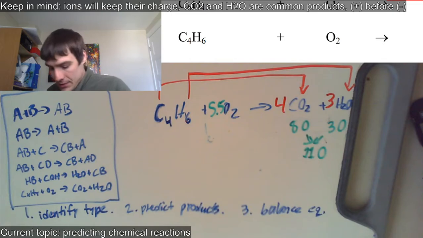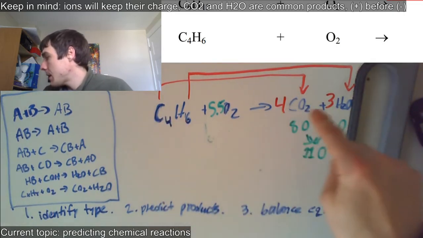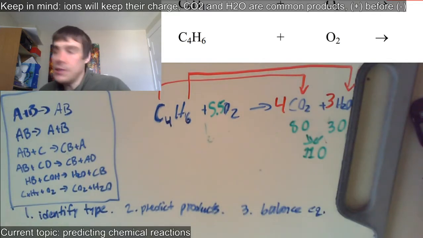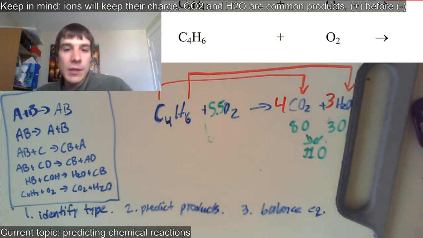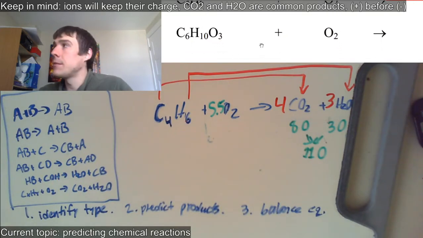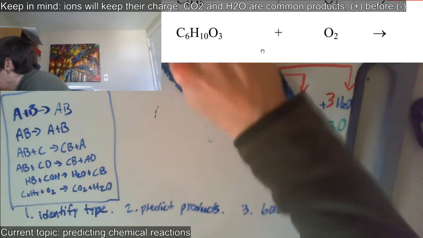And you have the same number. If you don't like fractions or decimals, you can just multiply everything by 2. So this would be 2, 11, 8, and 6. That's another way to balance this equation. So that's combustion reactions. I'm not going to do this one. This one's a little bit more annoying because of that extra oxygen on here. It's actually not that much worse. Let's do it. Let's actually set this guy up.